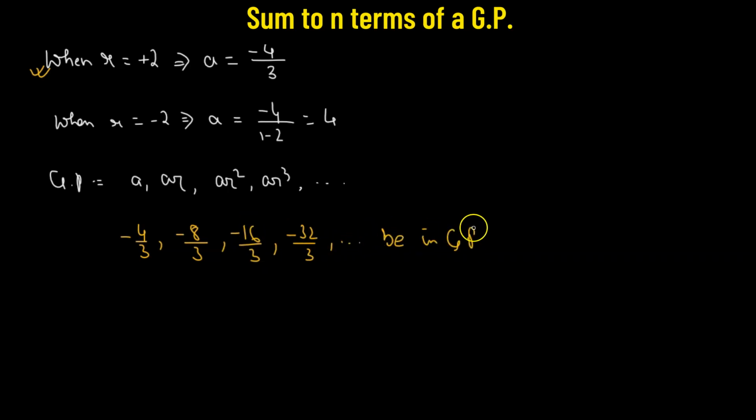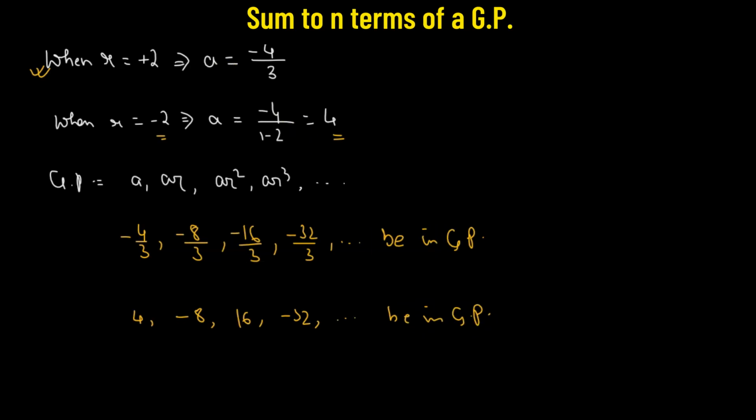Then the next one will be when we consider our A value is +4 and R is -2. Then we have 4. Then 4 times -2 will be -8. -8 times -2 will be +16, then -32. So this is also going to be a geometric progression. So now that we have obtained the geometric progressions, let's obtain the sum as well.